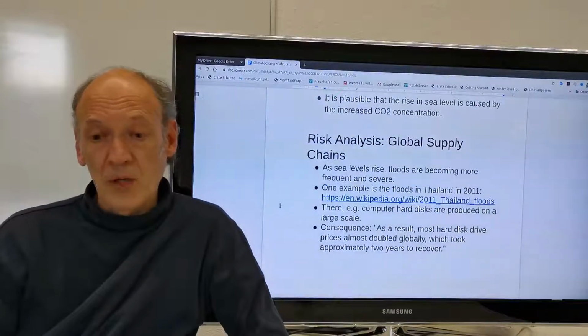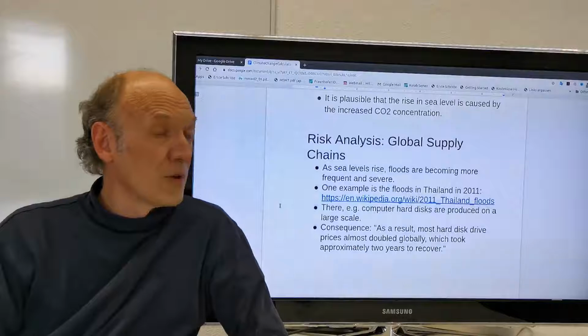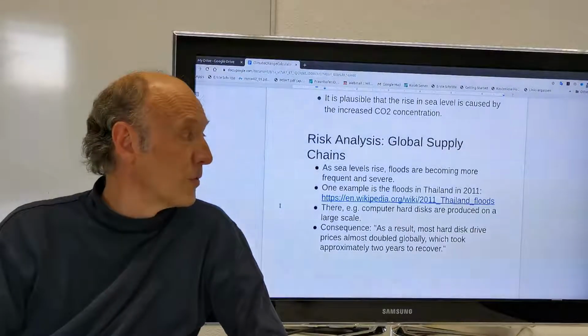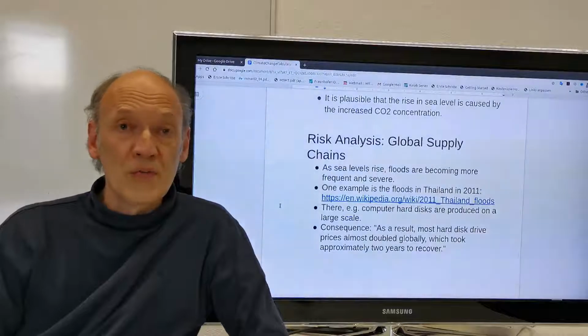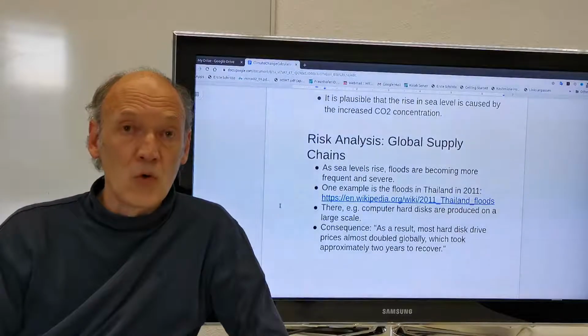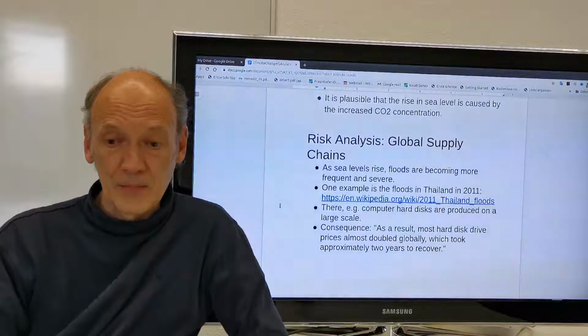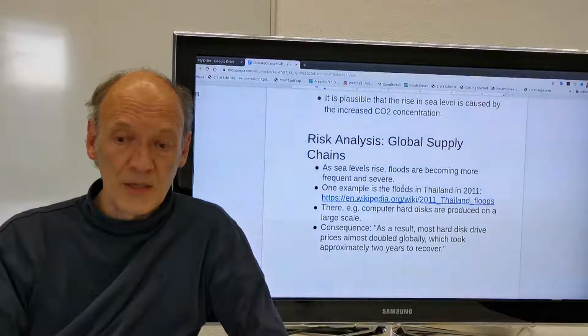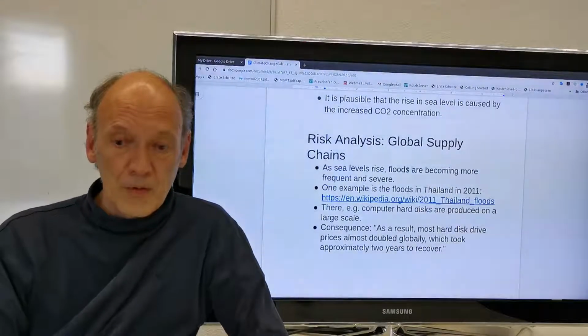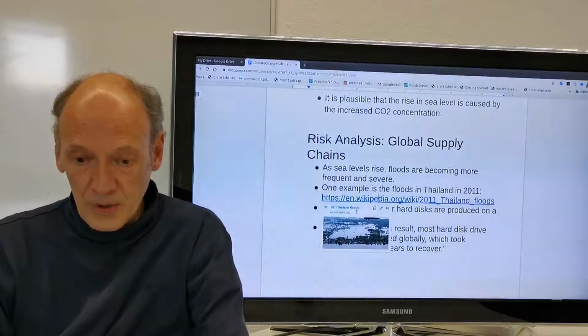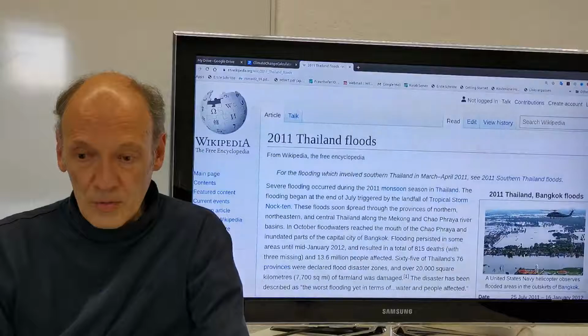So maybe this 8 millimeters per year doesn't sound like much, but it actually accumulates, and it also leads to more frequent flooding of low-lying areas of the world, for instance, Thailand. And I found this interesting case. There was a flood in Thailand in 2011, and it's described here on this Wikipedia page. So we can open it.